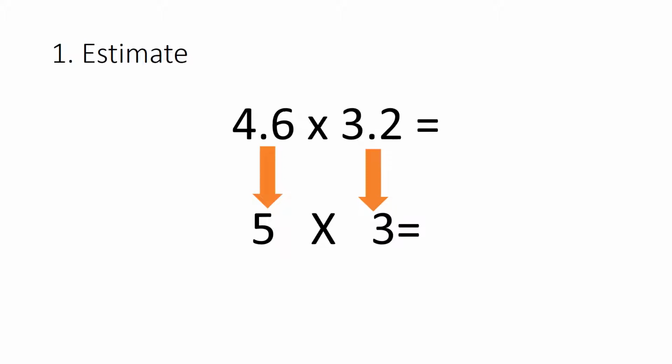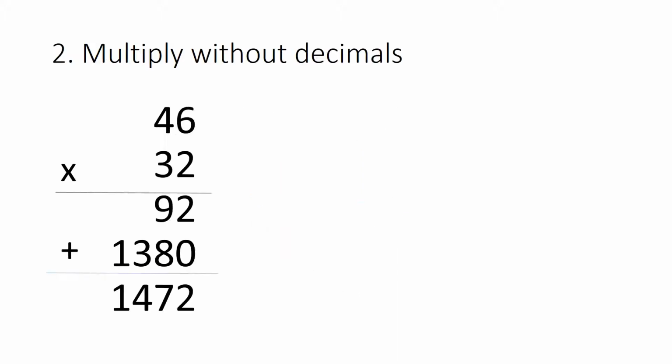So you get something like this. 5 times 3, that's what they round to. And our estimate is 15. So we know that our answer should be somewhere around 15, whole number 15.